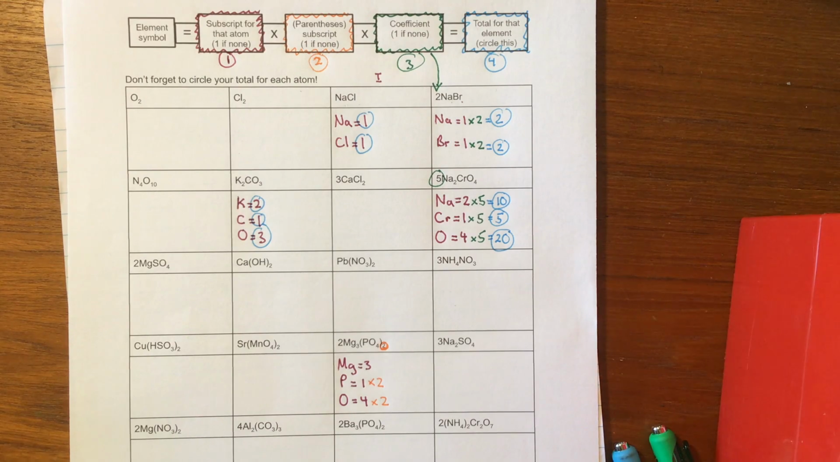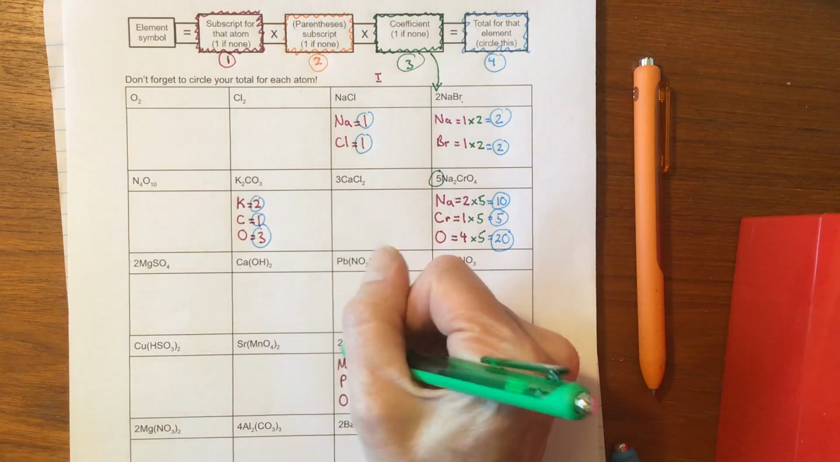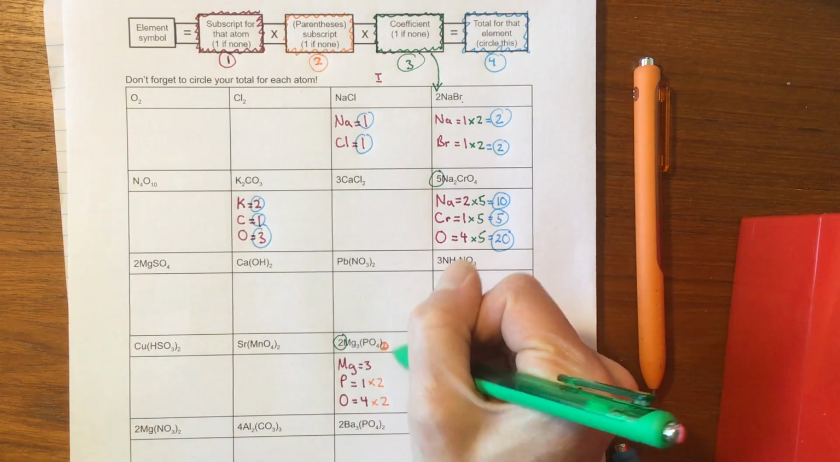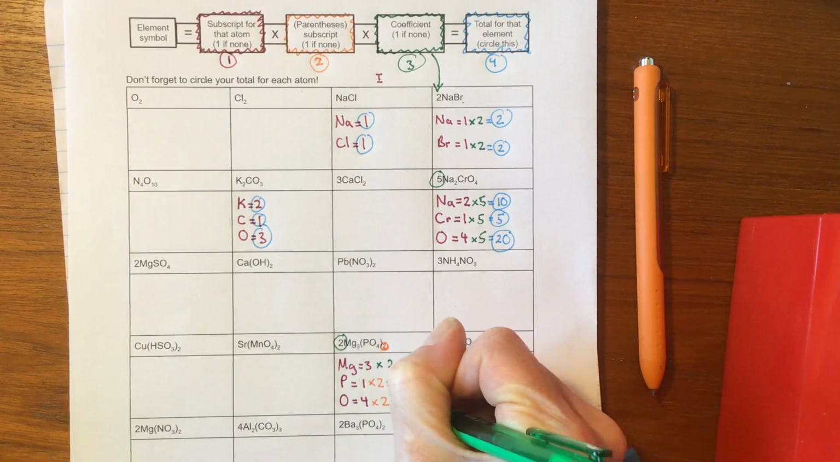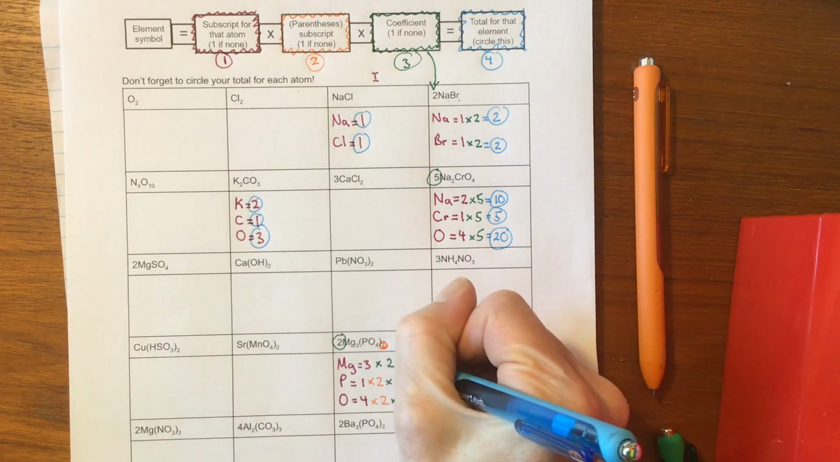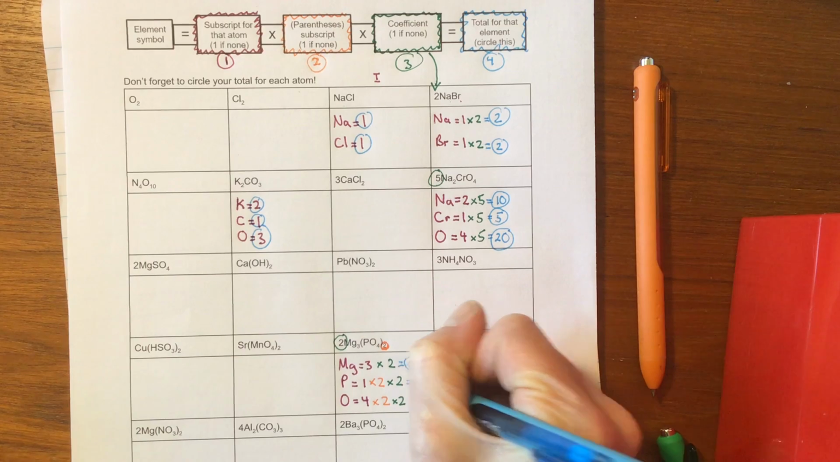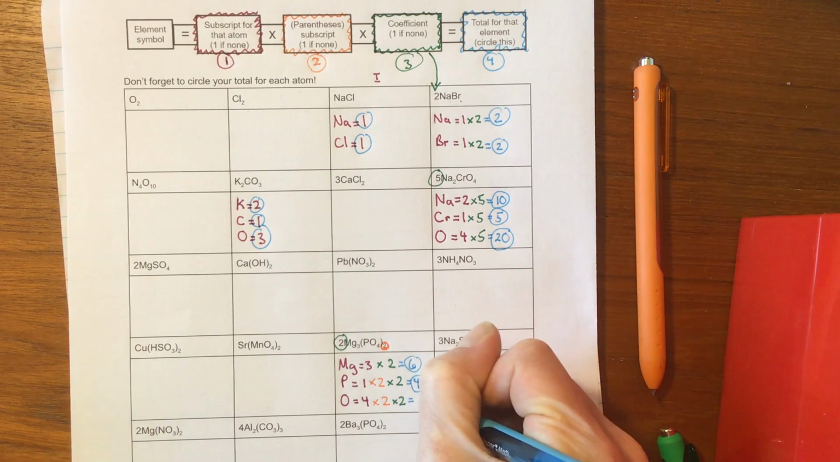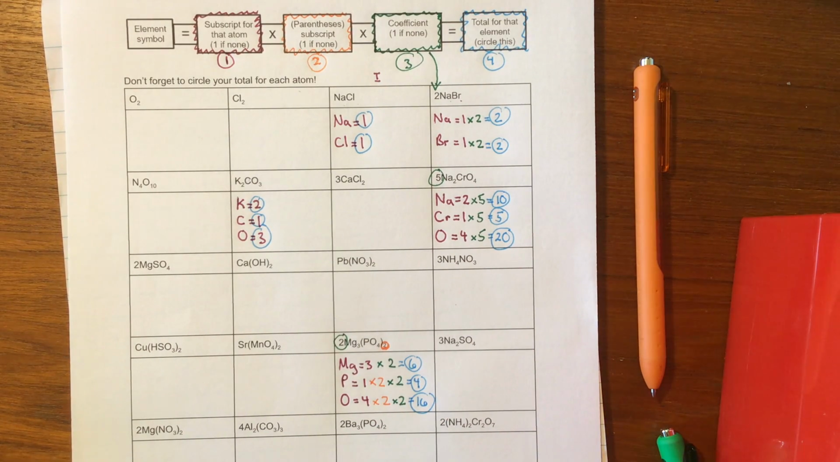Now I'm still not done because I have to look at the coefficient. So with the coefficient then, that applies to everything. So now I'll multiply everything by the coefficient. I multiply out each of these number sentences. This is going to be 6 and 4 and 16. And those are my totals for this compound.